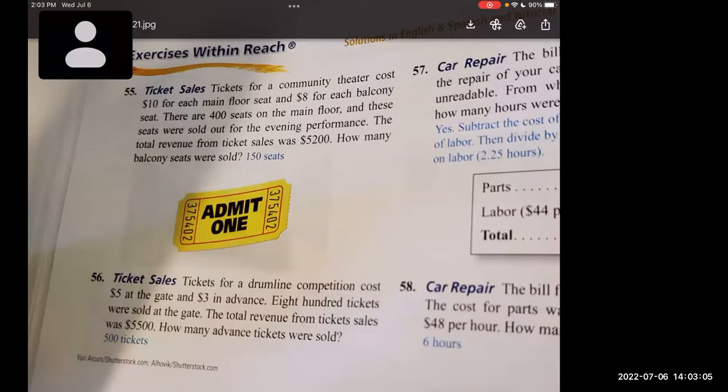Anyway, so 56, the tickets for a drumline competition cost $5 at the gate and $3 in advance. At the gate, they sold 800 tickets, but the total revenue is $5,500. How many advance tickets are sold? What's confusing is we're talking about number of tickets and amount of money. So don't let it confuse you.